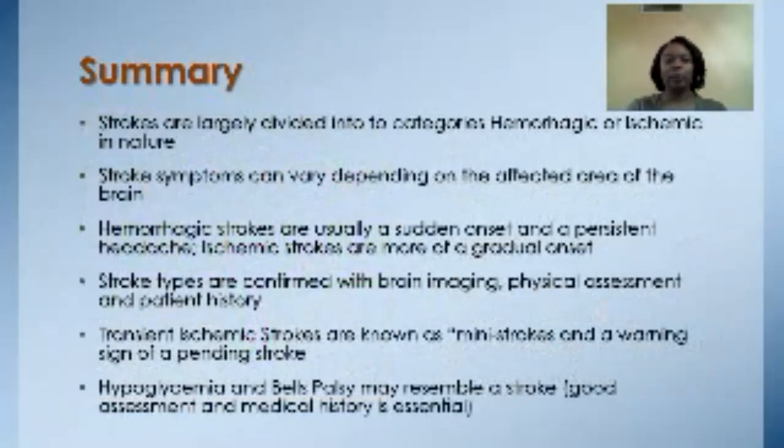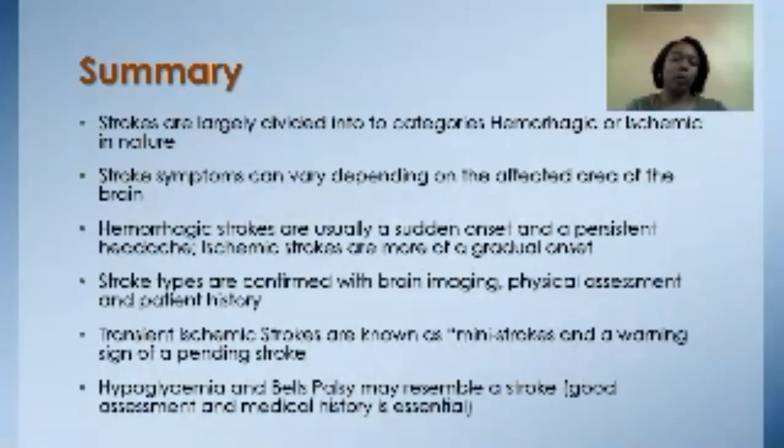In summary, CVAs are largely divided into two categories: hemorrhagic and ischemic. Strokes can vary depending upon the area in which the brain is deprived of oxygen and nutrients. Hemorrhagic strokes are usually a sudden onset with a persistent headache. Ischemic strokes are more of a gradual onset.